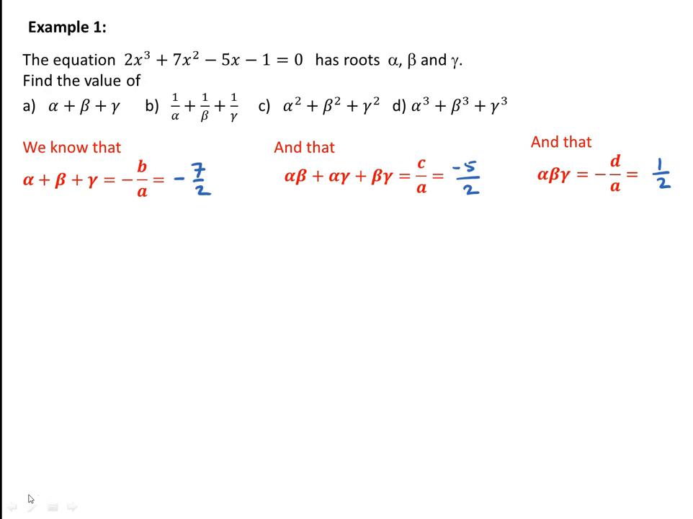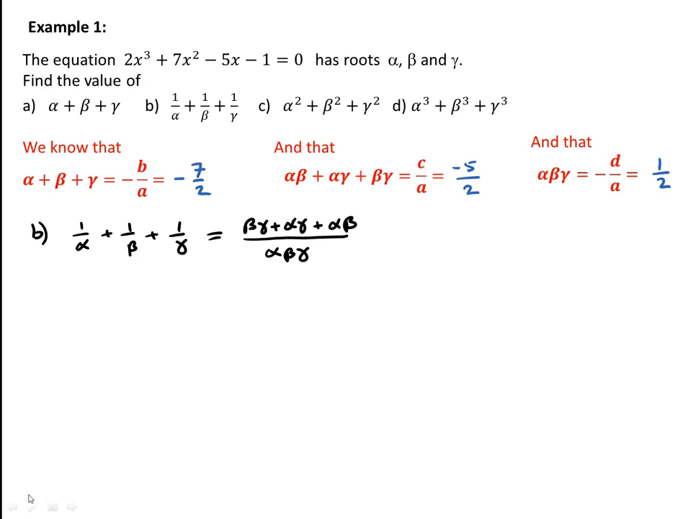So for part B, we have to work out 1 over alpha plus 1 over beta plus 1 over gamma. We've got a common denominator there of alpha beta gamma. 1 over alpha is the same thing as beta gamma over alpha beta gamma. 1 over beta is the same thing as alpha gamma over alpha beta gamma. And 1 over gamma is the same thing as alpha beta over alpha beta gamma.